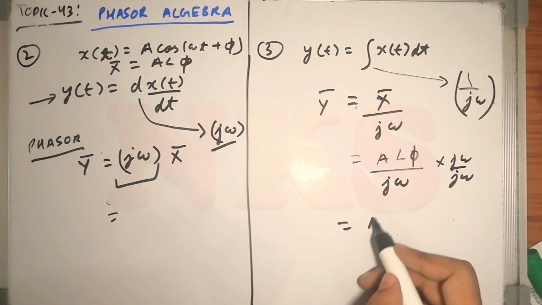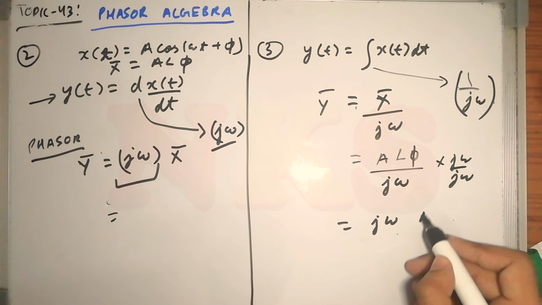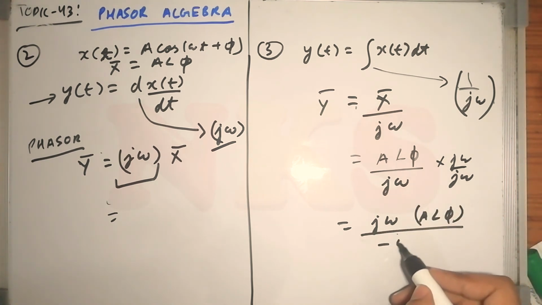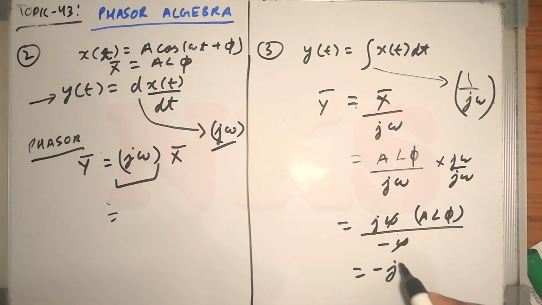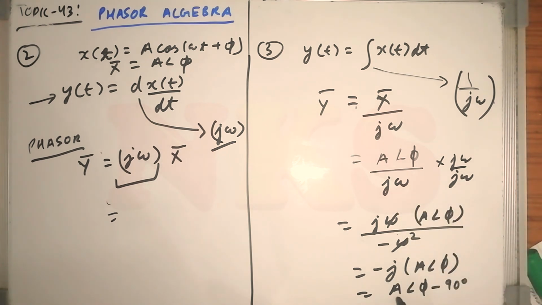So what you will get? You will get j omega A at an angle phi divided by j square omega square, that is minus j A at an angle phi. And I have told you what happens when you multiply with minus j. You get A at an angle phi minus 90 degrees. Here it is omega square, so you will get A by omega at an angle phi minus 90 degrees.